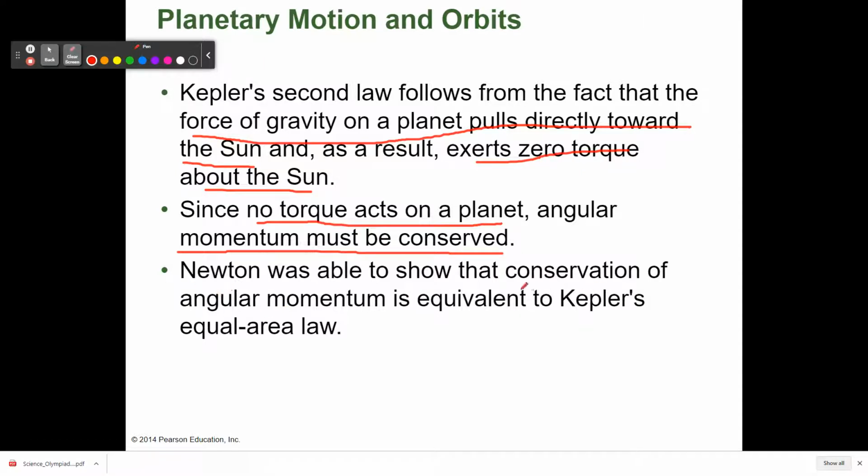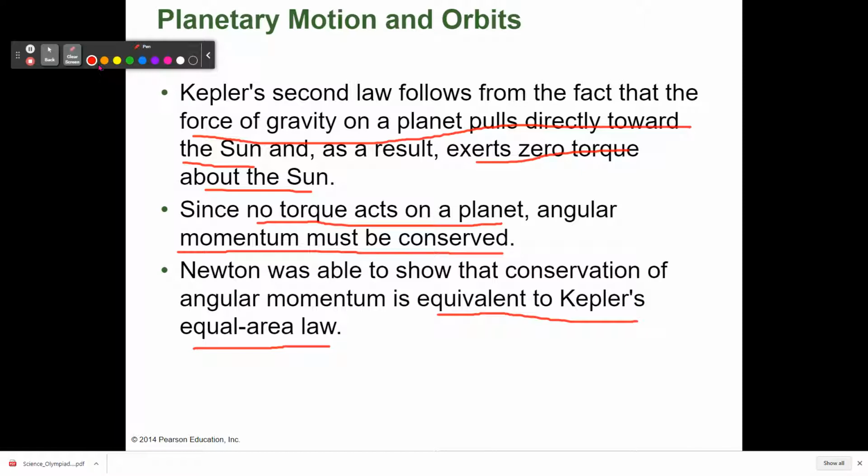He was also able to show that the conservation of angular momentum is equivalent to Kepler's equal area law. So Newton went back and showed that Kepler's second law followed from Newton's universal law of gravitation, that the planet pulls on the sun.